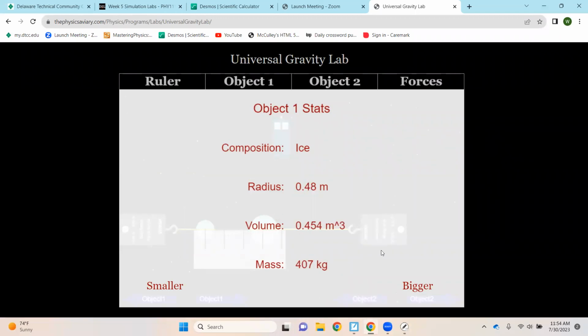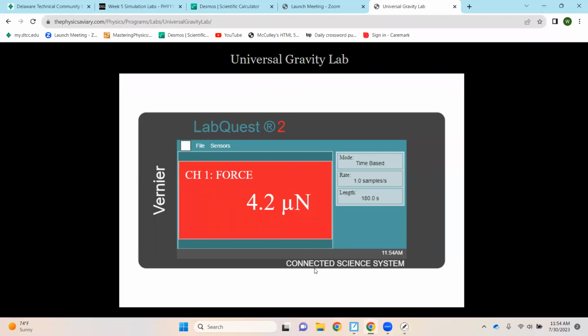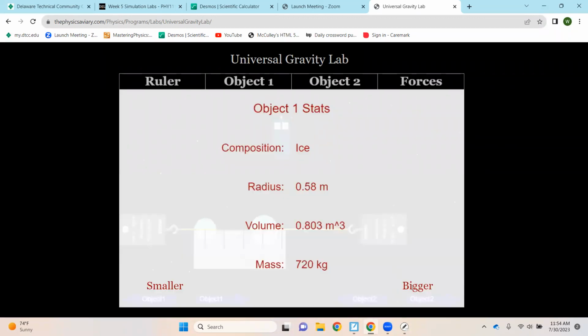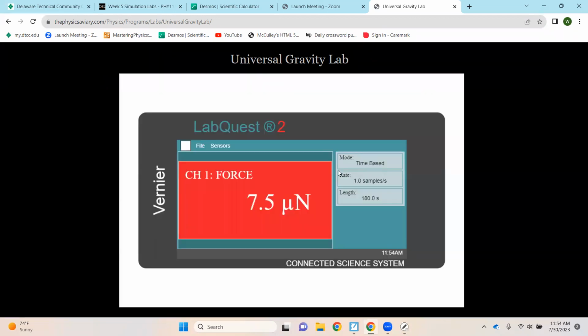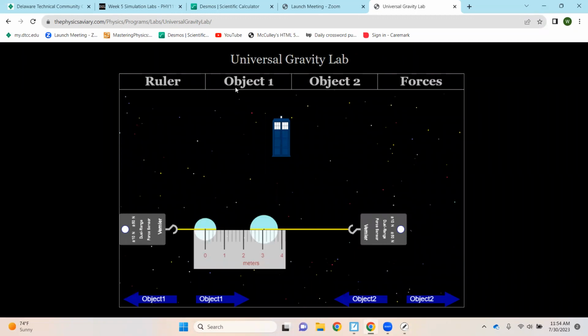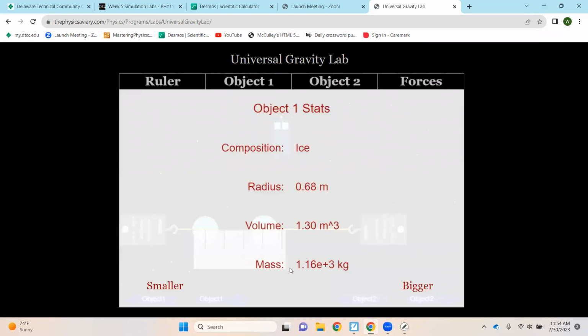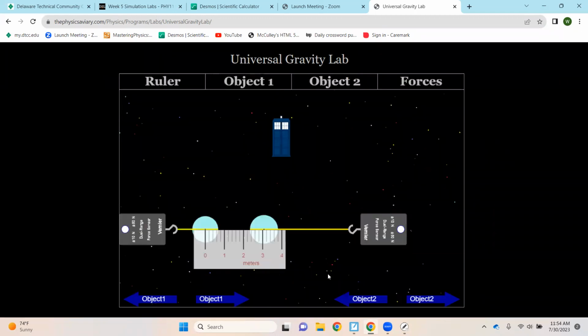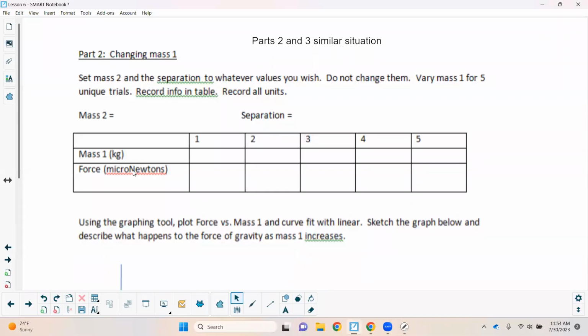Mass 1, that's the thing I'm going to change. So where it says bigger or smaller, I'm going to change it. But right now it's 4.2 for the force. And what I'm going to do is start maybe increasing the mass. I think that's the better way to go. So I'm going to take object 1 and make it get bigger. So now it's 720. And I go to the force, it is now 7.5. And if I go to mass 1 here and make it bigger again, now it's like 1,160 kilograms, or 1.16 times 10 to the third. Now the force is 12.1. So you're going to do that, and you're going to see a relationship between changing mass 1 of the object and the force on the object.